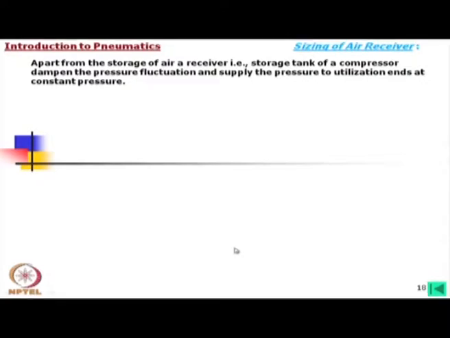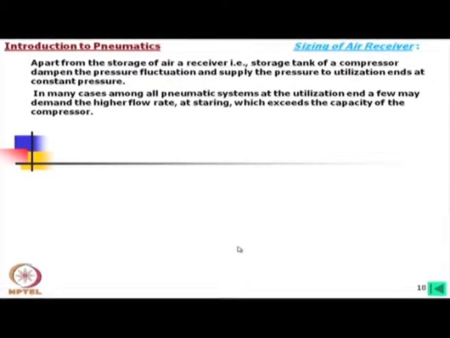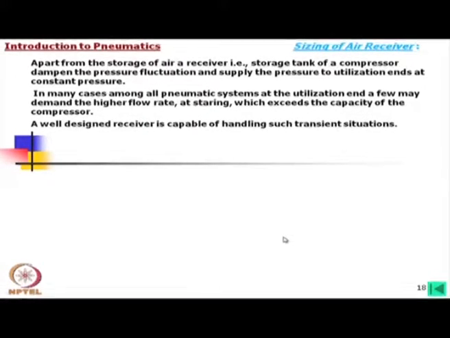Apart from storage, the air reservoir, that is the storage tank of a compressor, dampens the pressure fluctuation and supplies the pressure to utilization ends at constant pressure. In many cases, among all pneumatic systems at the utilization end, a few may demand a higher flow rate at starting, which exceeds the capacity of the compressor. A well designed reservoir is capable of handling such transient situations.